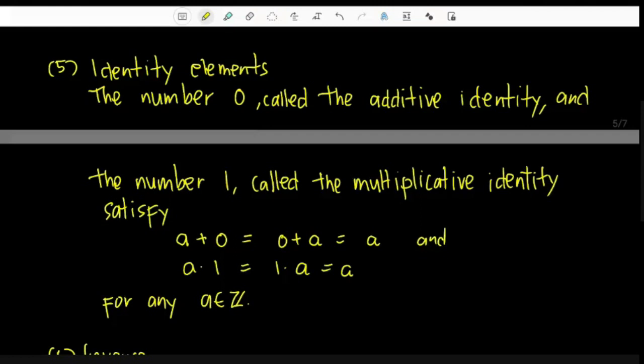On the other hand, for multiplication, the identity is 1, which means if you have any number and you multiply it by 1, either from the left or from the right, so you have a times 1 or 1 times a, that's the same as a, meaning you did not change the value of a by multiplying by the identity 1.